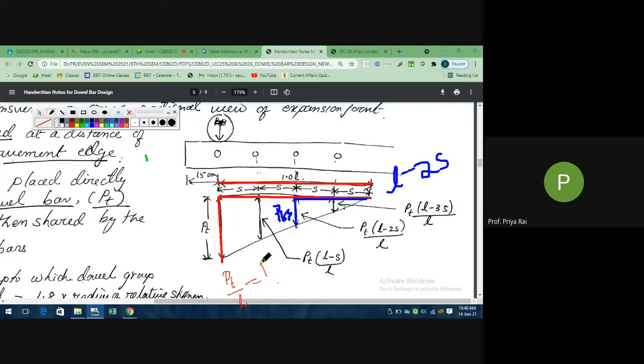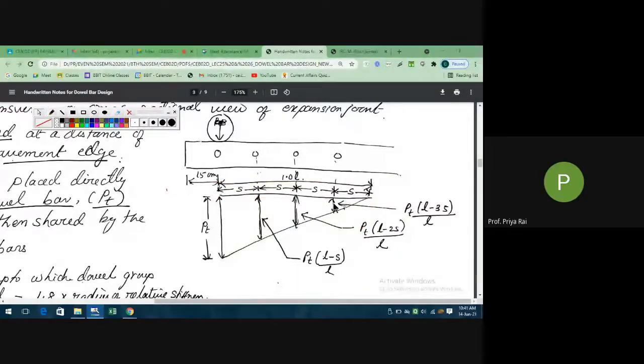The perpendicular was how much? PT3, and your base is how much? L minus 2S, okay? So if we simplify it, we are getting PT3 as PT into L minus 2S divided by L. Yes, so L minus 2S by L into PT, right? The same, see here, this arrow, this distance is equal to PT into L minus 2S by L, okay? So is it clear? Yes ma'am.